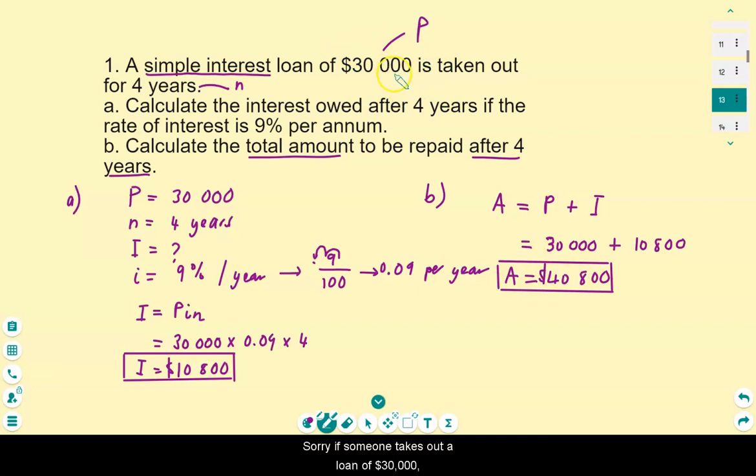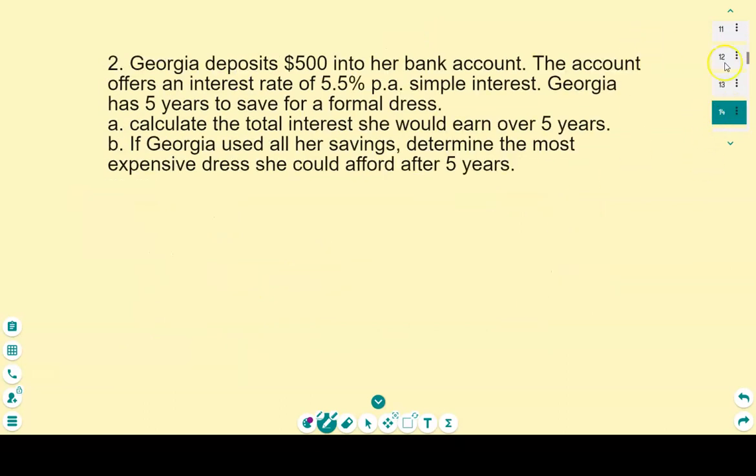So if someone takes out a loan of $30,000, they are paying $10,800 interest at a high rate like that. So that's a lot. Anyway, I think you get the picture. Let's move on. Okay. So next one.